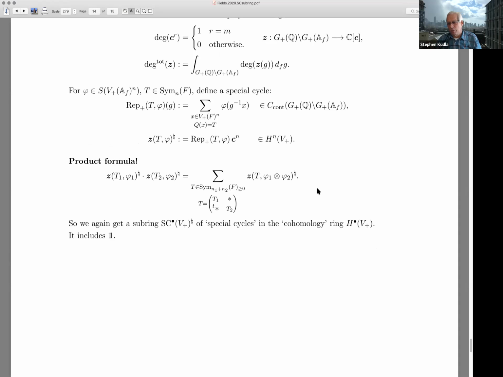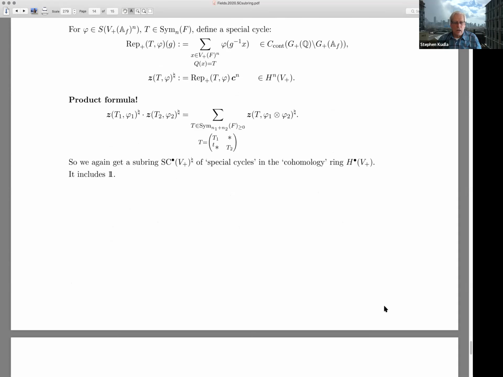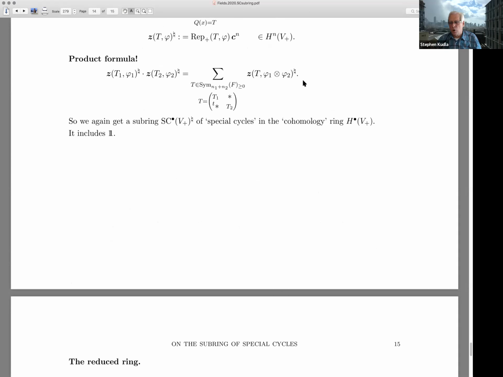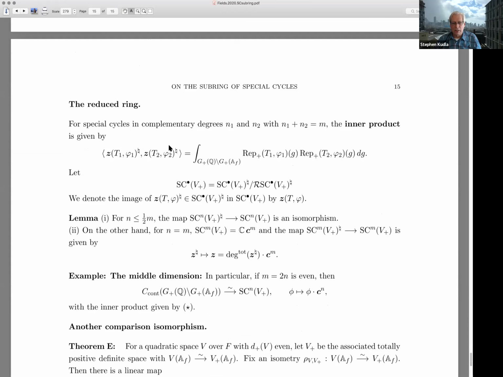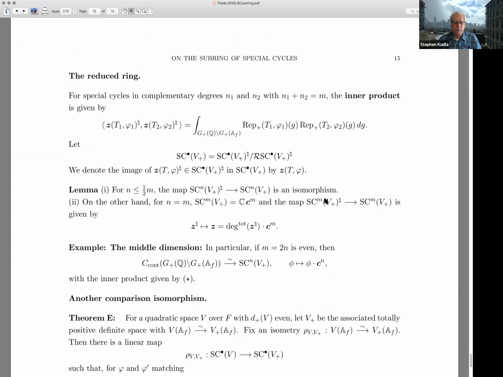These guys have a product formula. If you make this weird definition, you get the following product formula. This product is just the product in this ring, and this is what happens. As you can check, it looks familiar, which is a sign that you're on the right track. Of course, I can take the constant function 1 in this ring, and so I can define a special cycles cohomology ring by this formula. And once again, I can reduce it. I make an inner product using degrees, et cetera, et cetera. I can make a reduced ring out of that.